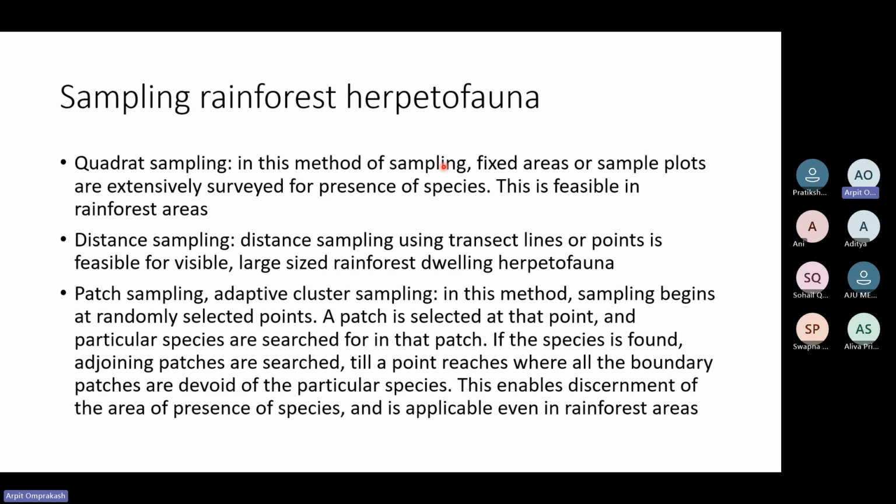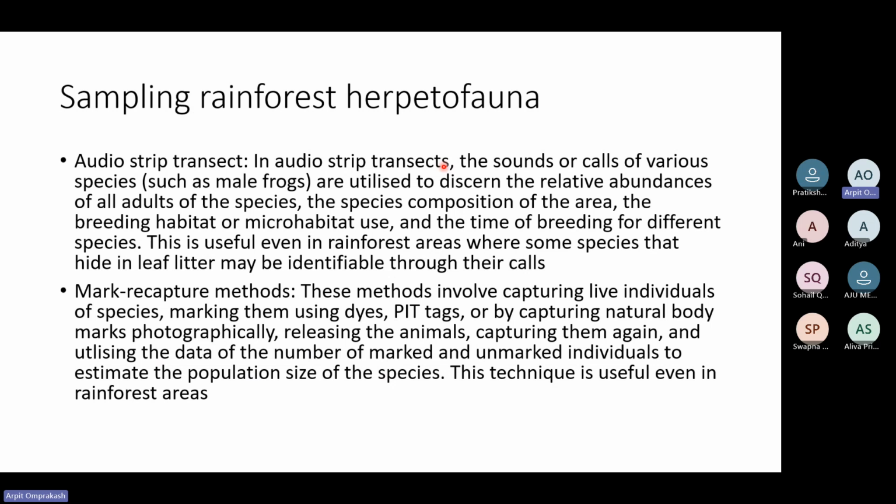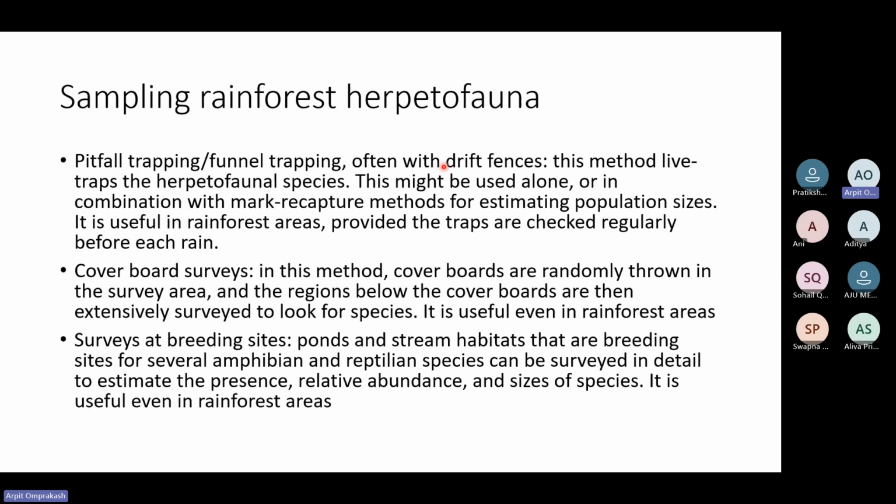Distance sampling is basically you're doing a transect line and looking for whether animals are present or not within this distance. Patch sampling is you select patches and you go there and sample. Audio strip transect is you are going on a transect and recording audio or listening to audio. Mark-recapture methods we talked about.